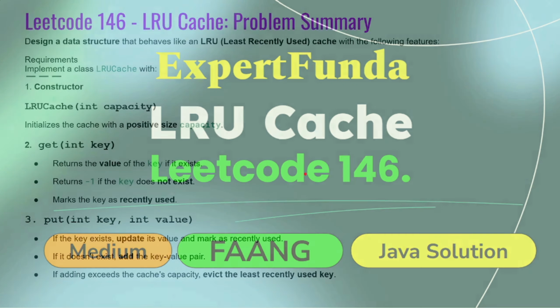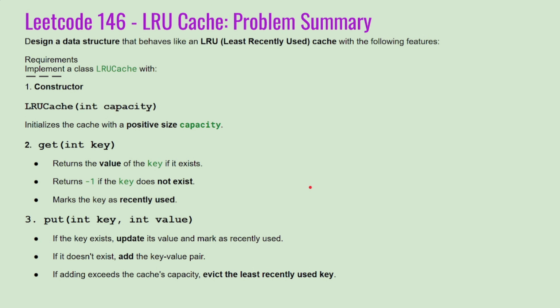Okay, let's understand further. Now if you observe this, we have to design a data structure, a least recently used cache, and the requirement is we have to implement this LRU Cache class, and we have to implement a constructor that will take capacity, and it will initialize the cache with the positive size capacity we have been given, right?